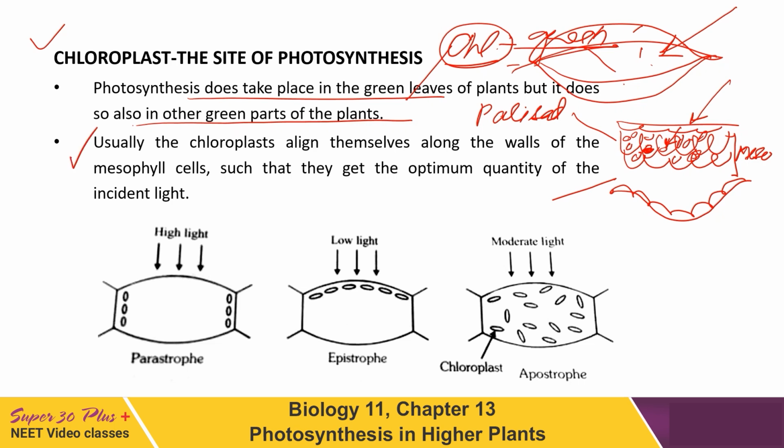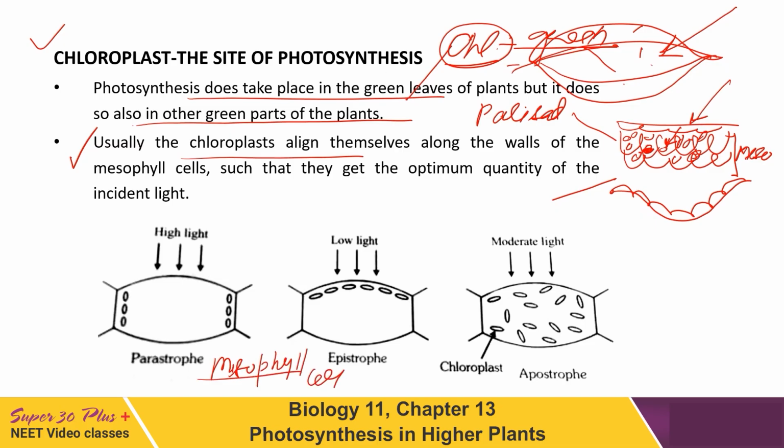A very important point: we have to see the alignment of the chloroplast. They used to align. This is the gift of nature. Nothing will go waste. What is there? See, if this is a mesophyll cell, yes, this is a mesophyll cell.